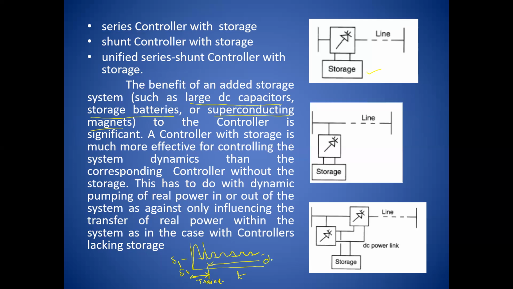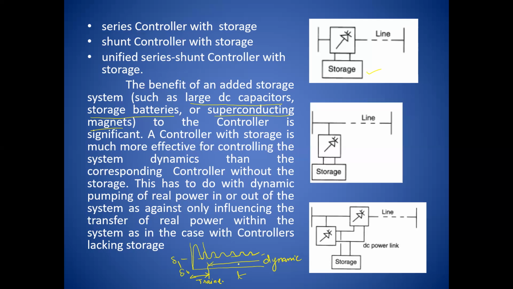is called the dynamic behavior of the system, and it depends upon the size of the system and the parameters of the transmission line. If the transmission line has resistance, the oscillations can be damped very easily. So during that damping, the storage system plays a very important role. It will die out the oscillations and enhance the dynamic stability of the system.